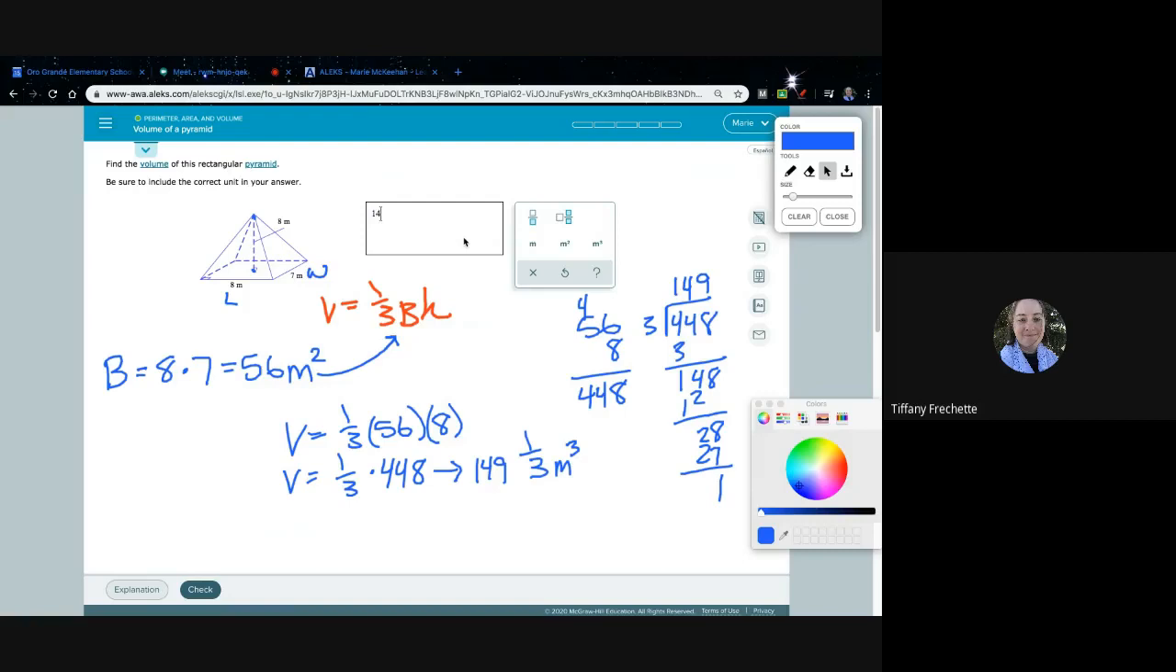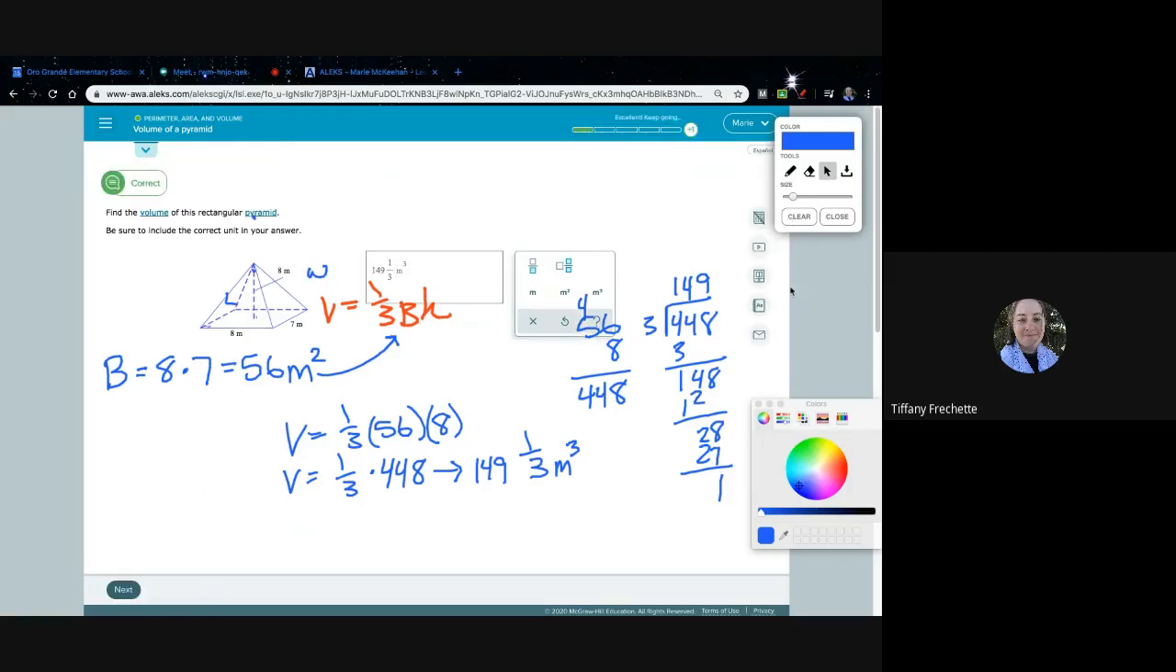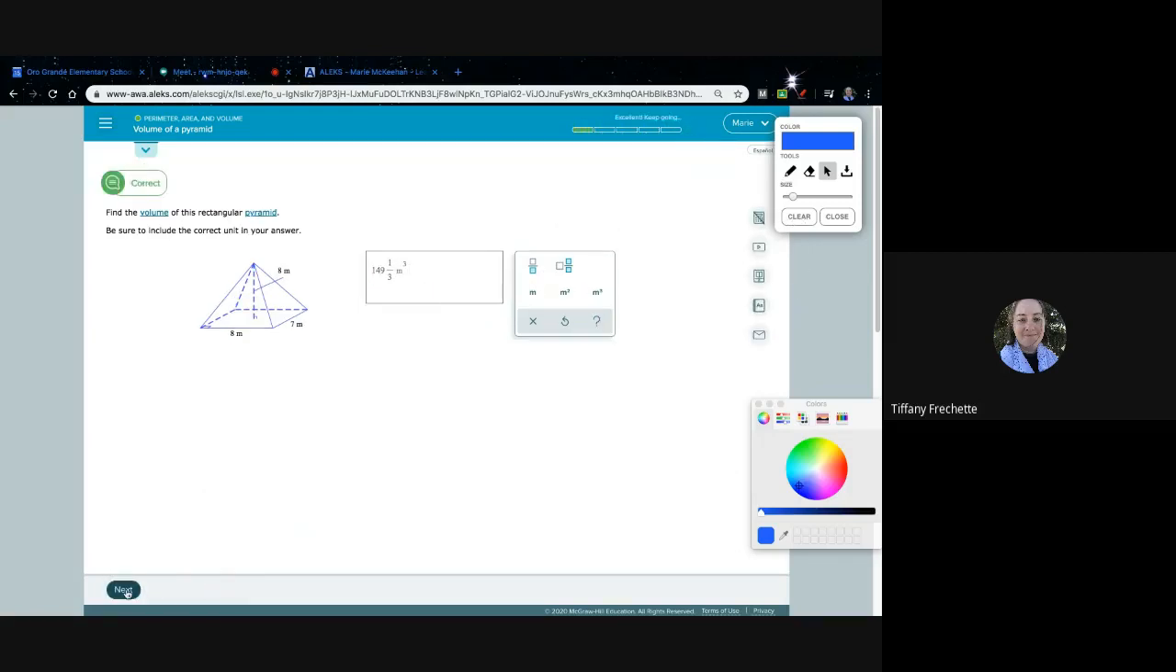So we have 149, and I need to make sure that I space it over here. Oh, that's why I have to click on this one. I was clicking on the wrong one. 149 and 1/3 meters cubed. Space that out and put meters cubed on the outside there. Check. All right, we got our point. I'm going to go ahead and clear this out, and we're going to start our next one.